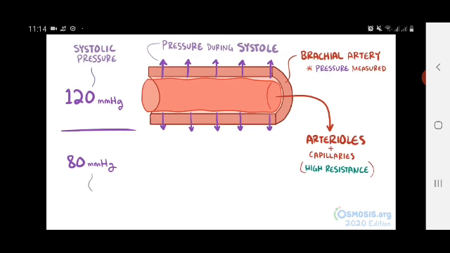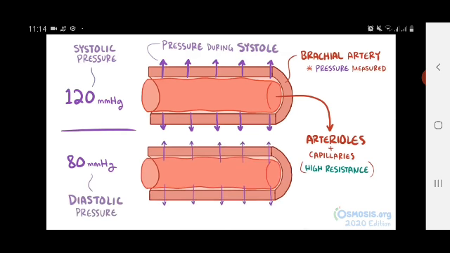And the second number, 80, is the diastolic pressure, which is the pressure on the walls of the arteries during diastole, when the heart relaxes and refills with blood between heartbeats. And that's why the first number is larger. The arteries are under more pressure when there's more force from the heart pushing on the blood.